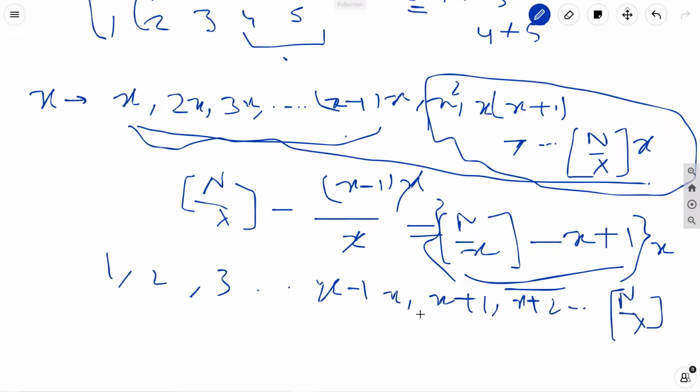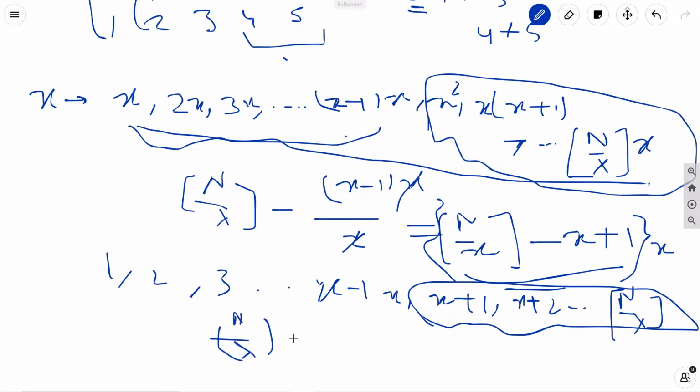So for this we are interested in this part only. Okay, so this we can easily do because it is a natural sum from x plus 1 to n by x. So we can just take natural sum up to n by x. Okay, and then we can subtract natural sum up to x, and thus we will get our answer. Okay, so I hope it was clear. And now let's see how we can write code for this.